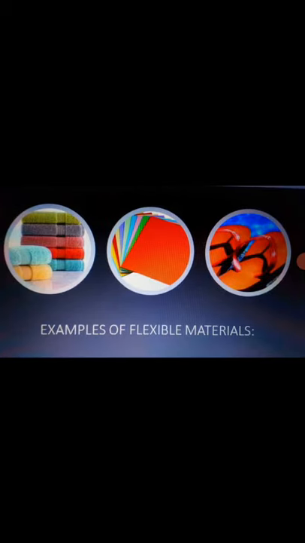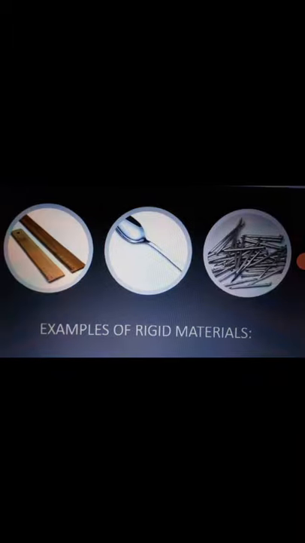Examples of flexible material, for example, cotton towels, paper, rubber slippers. We can bend them easily without breaking them. Examples of rigid materials, wooden ruler, steel spoon, iron nails. It will be very difficult to bend them, so they are rigid materials.